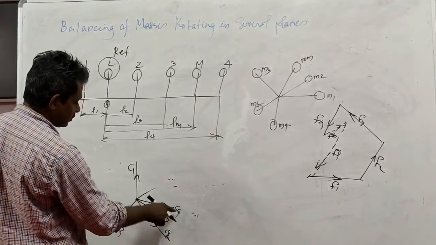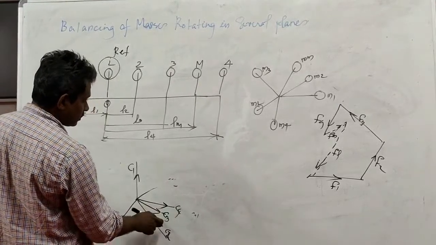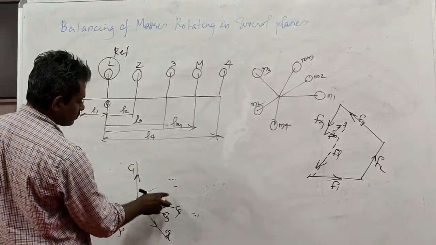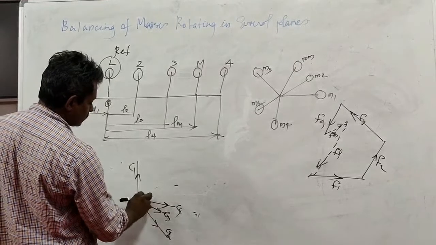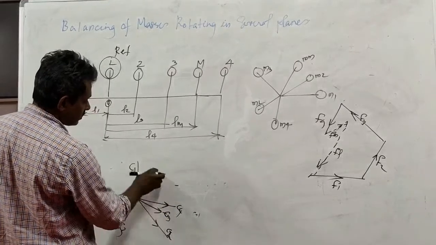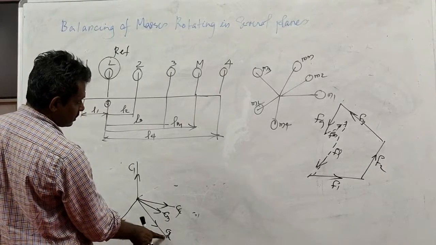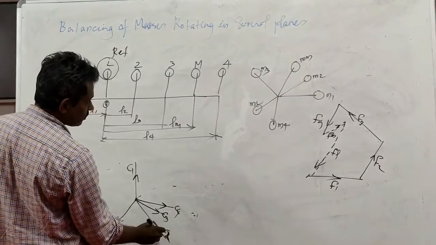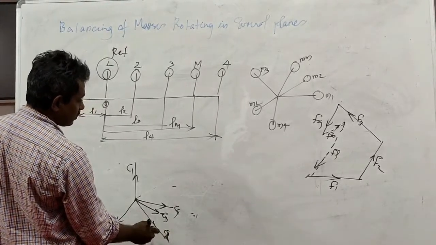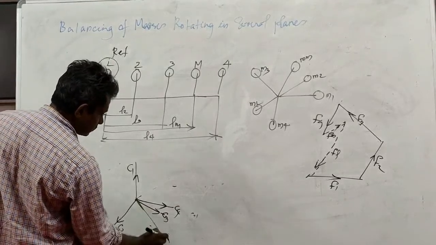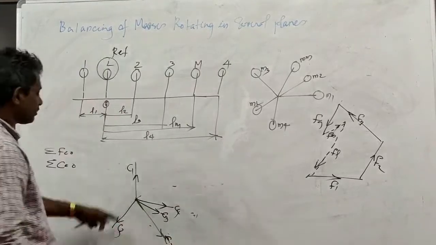C4 is like this. CM is like this. And this is C2. So this will be the coupled polygon.